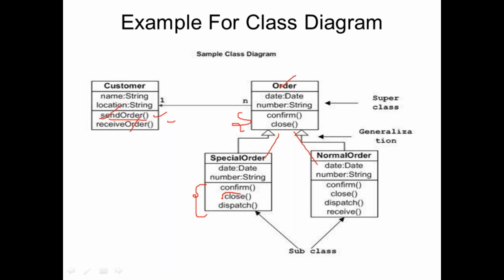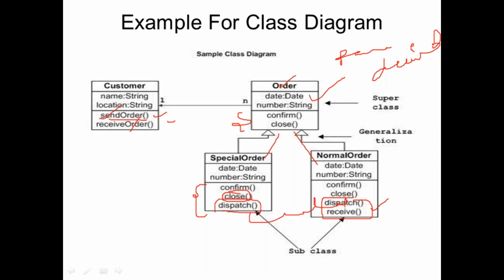In addition, we have something like dispatch and receive. These are the additional functions for these child classes. So these child classes are derived from the parent class, the order class. This is the parent class. These are the child classes, derived from the parent class.